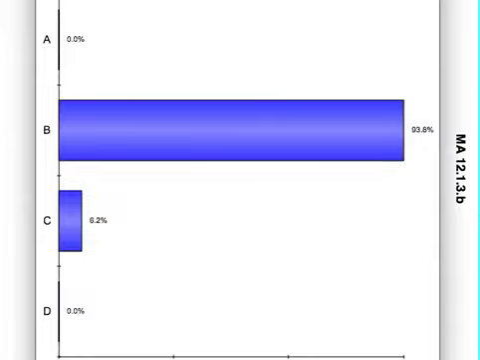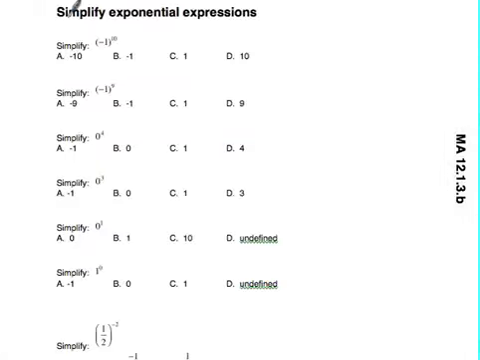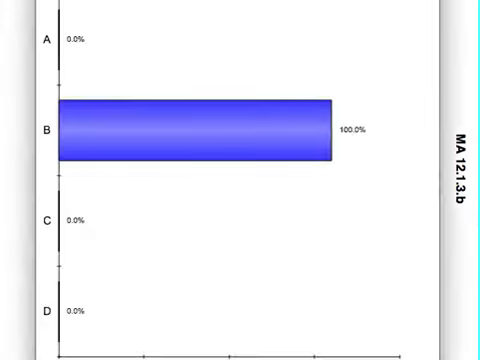Let's see what we got. A bunch of you had B, some of you had C. 0 to the 4th power, believe it or not, is 0. Okay. What is 0 to the 3rd power? You would think it would be the same. The answer is letter B. Nice job.